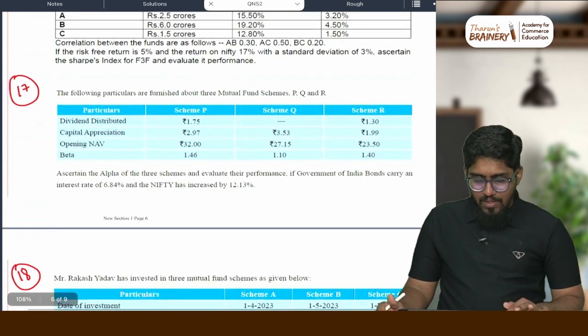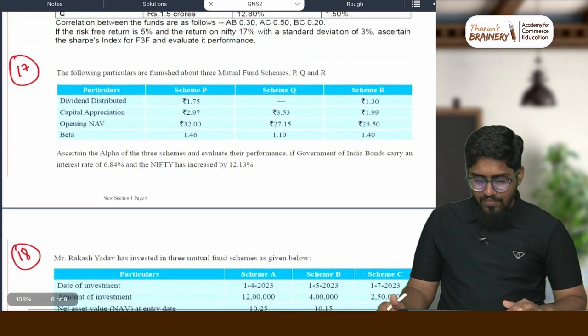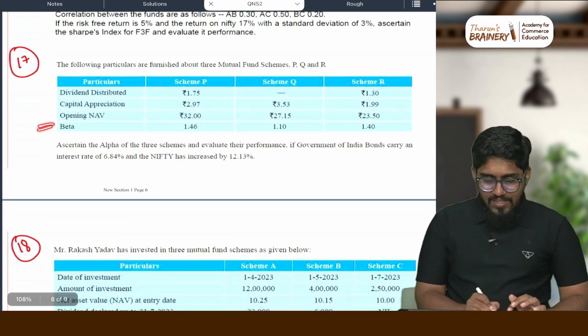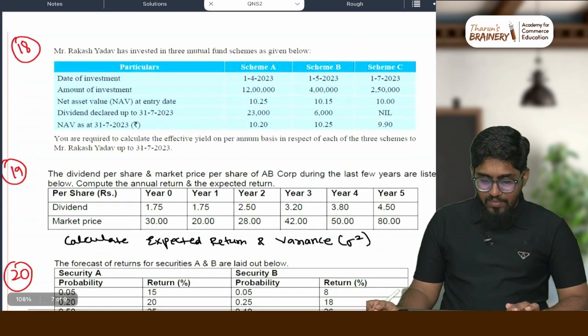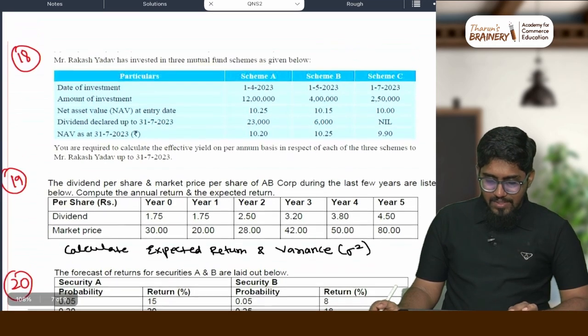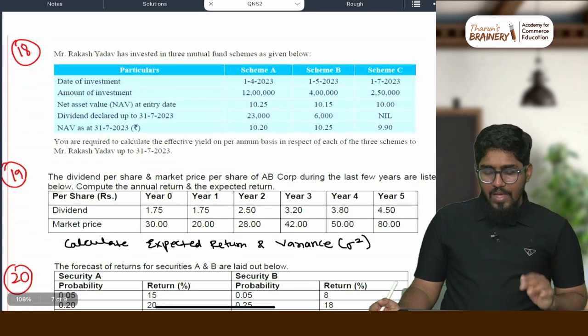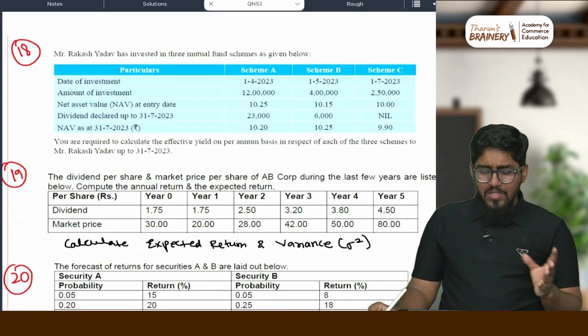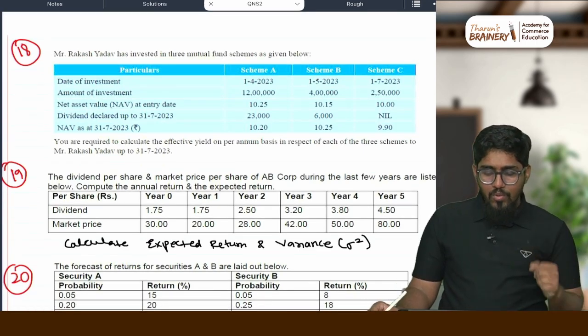16 we will do afterwards. So here beta is there. So 17 ratios we will do afterwards. So let us see question number 18. It is also a very good problem.